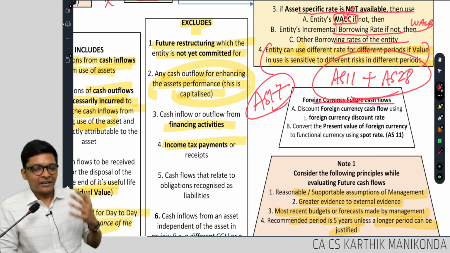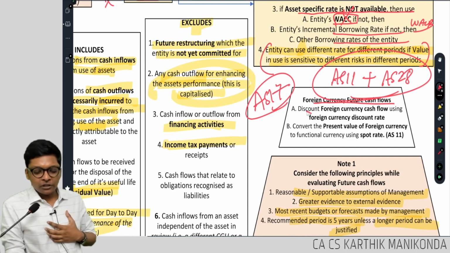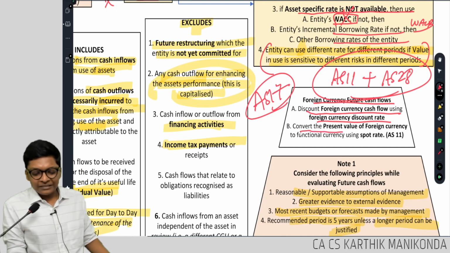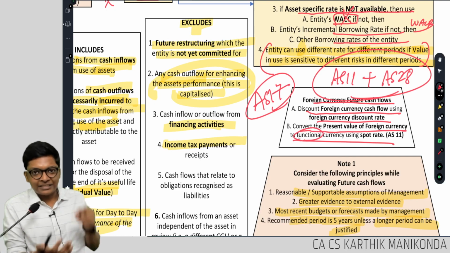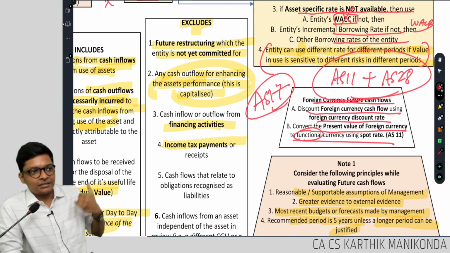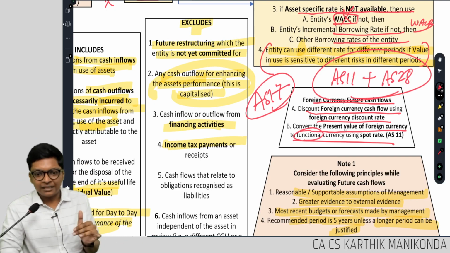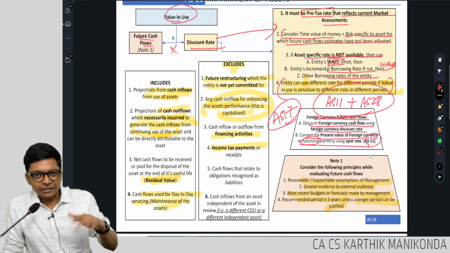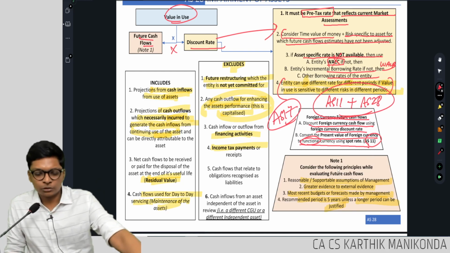Sir, steps, sir. All this nonsense I don't want, sir. For the exam, what are the steps? I gave steps. Discount the foreign currency cash flow using the foreign currency discount rate. Convert the present value of foreign currency to functional currency using the spot rate. What do you mean by functional currency? Home currency. Indian currency. I can't use the term India because what if the entity is not Indian. So functional currency means home currency. That is a term not in this standard. It's a term in AS 11 revised. Okay. You use home currency, reporting currency, enough. They won't test that much detail, guys. Don't worry.